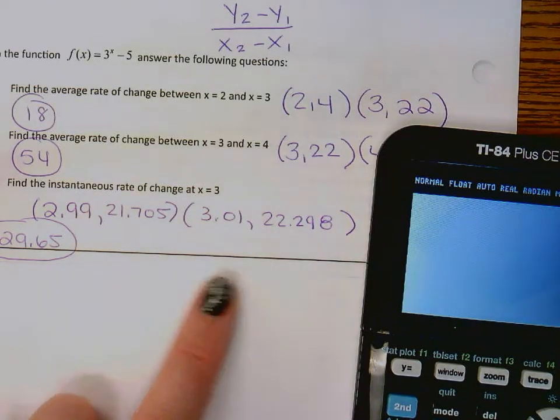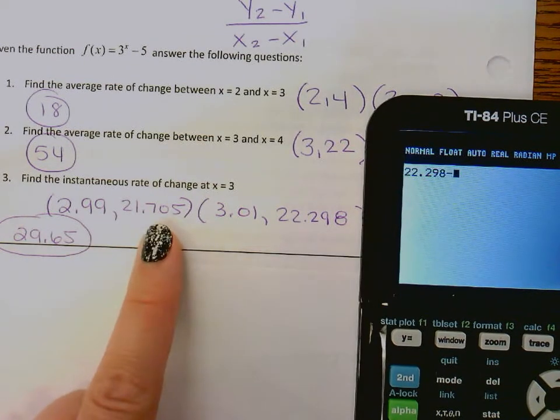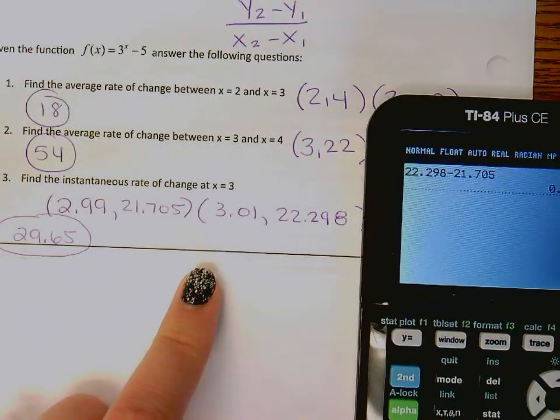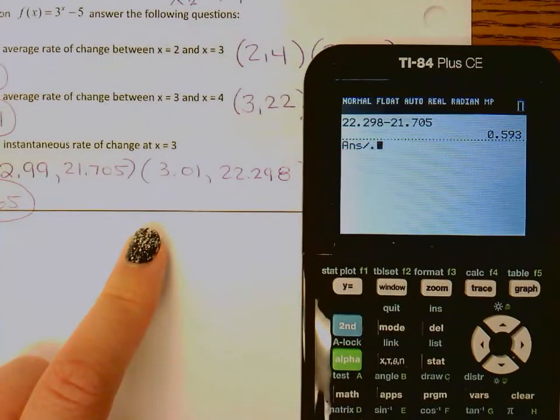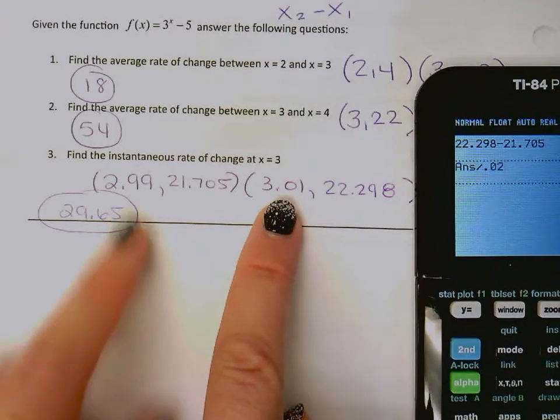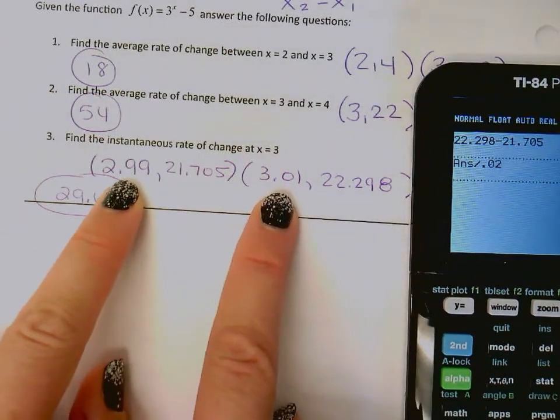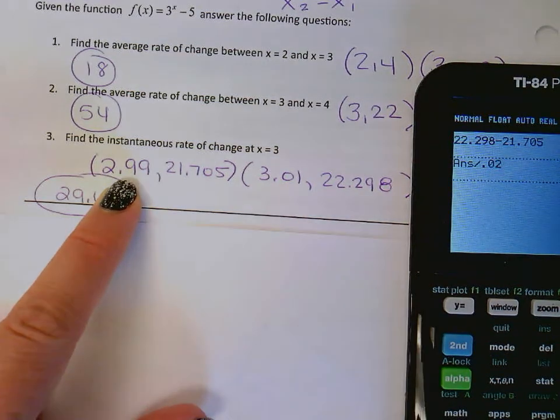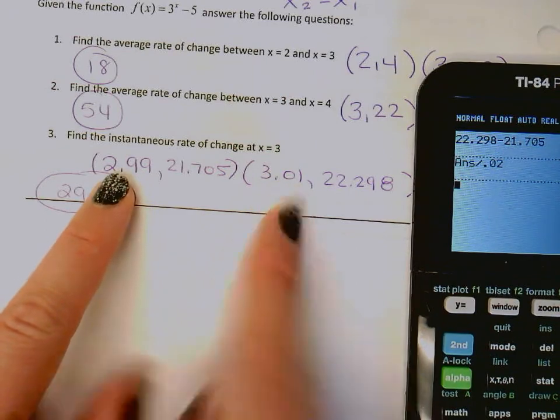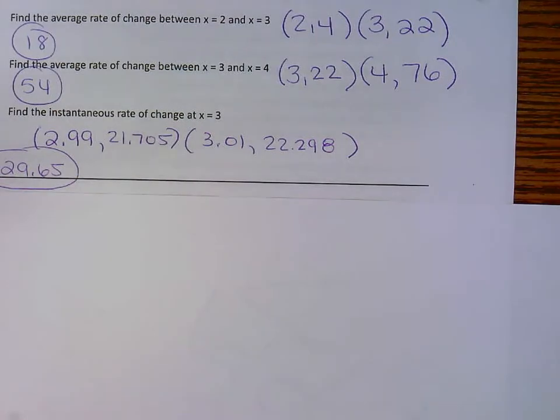So if I type in the 22.298 minus 21.705 without parentheses, you just want to hit enter first and then divide it by 0.02. I usually don't even do this subtraction because anytime you're doing instantaneous rate of change, this difference will always be 0.02, because you went 0.01 below and 0.01 on the other side. So the difference in x's will always be 0.02. So I just take what I get and divide by 0.02 as a shortcut. But does that kind of make sense, how to do average and instantaneous rate of change?